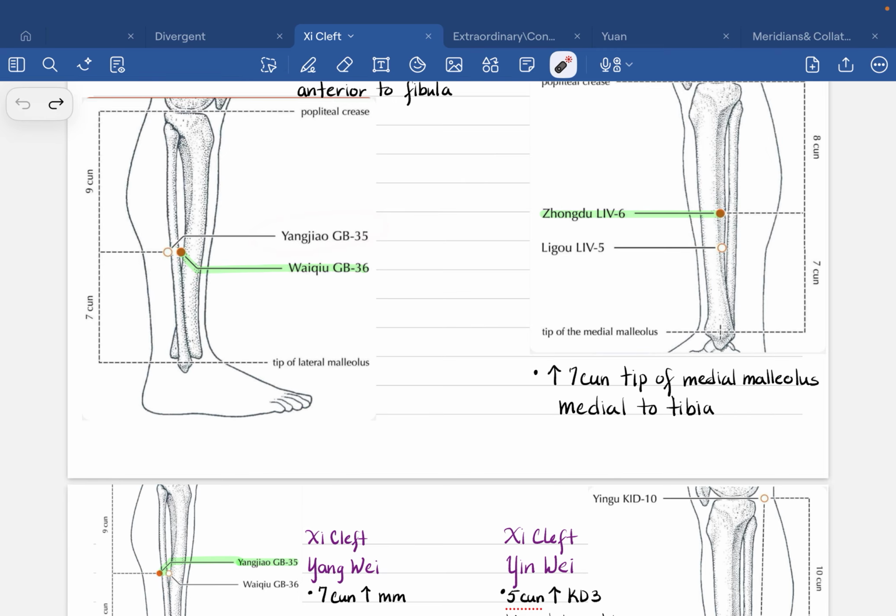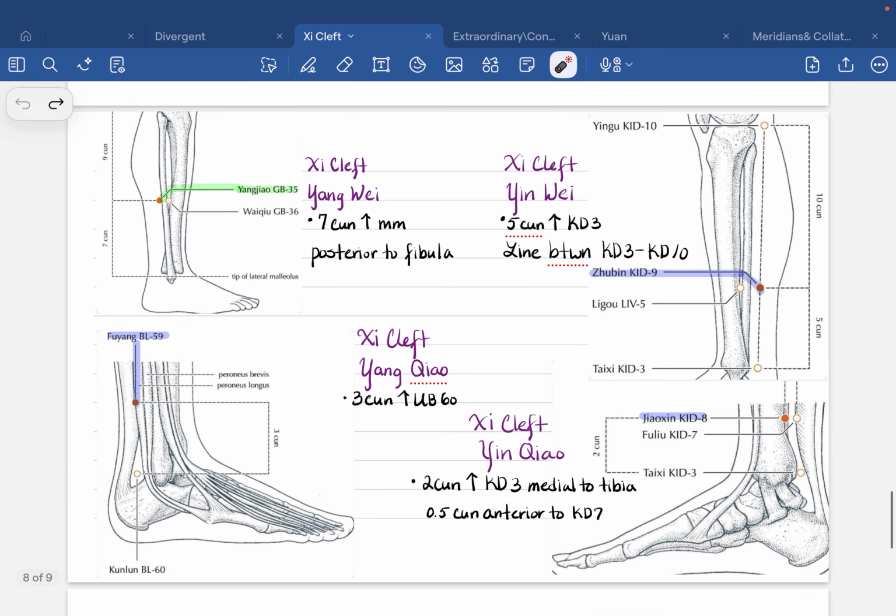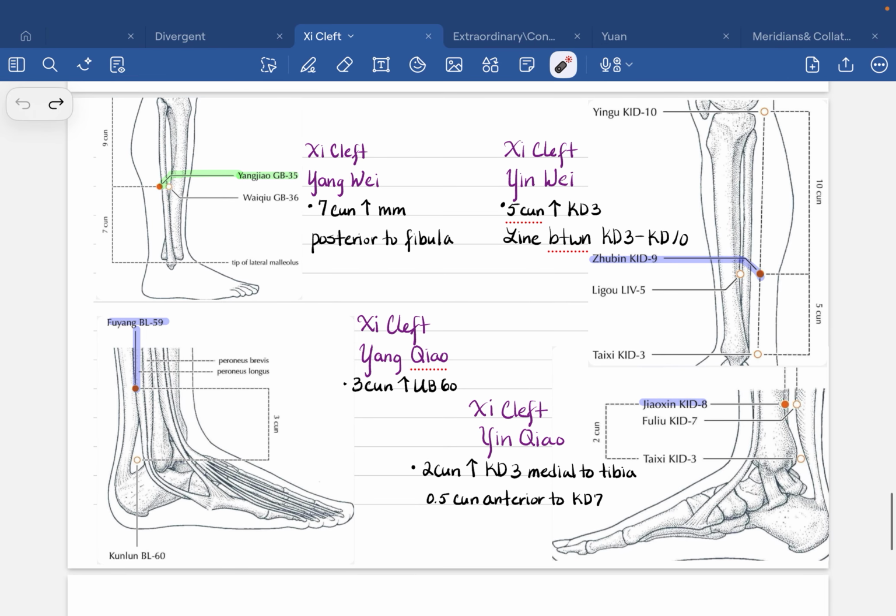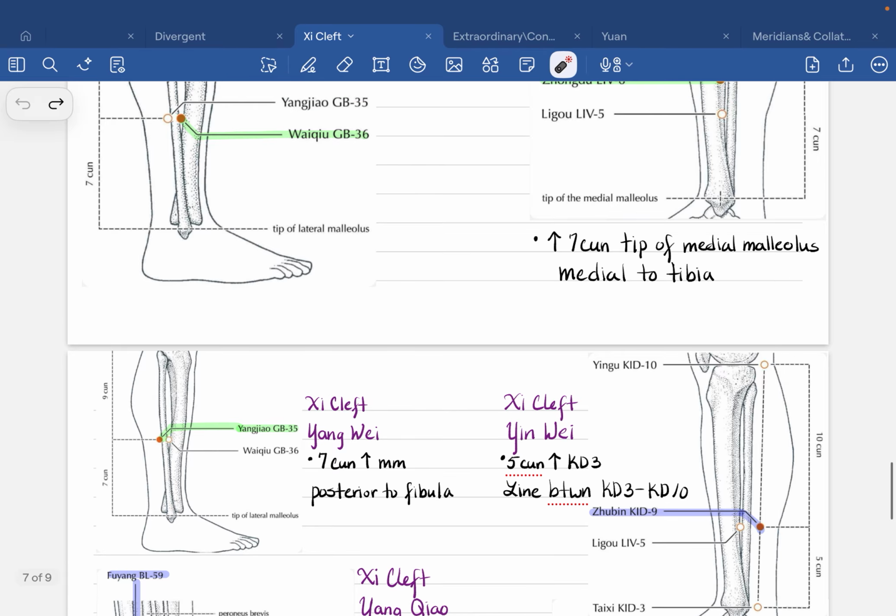GB 35 is the xi-cleft of the yang wei, and GB 36 is going to be the xi-cleft of the GB. Now, for the yin wei, the xi-cleft is going to be kidney 9. Kidney 9 is what? 5 cun up from kidney 3, between the lines of kidney 3 and kidney 10. And that would be the xi-cleft point for the yin wei, kidney 9.